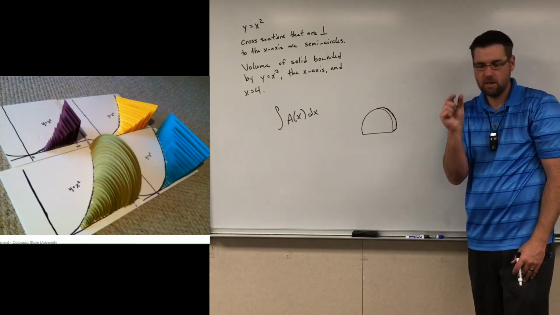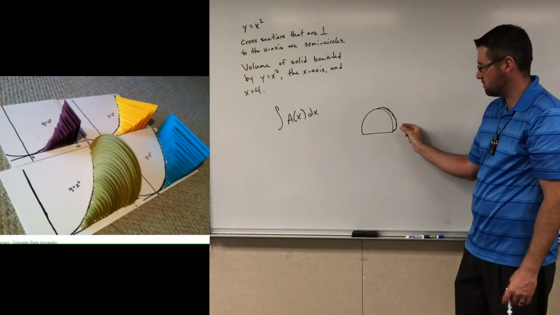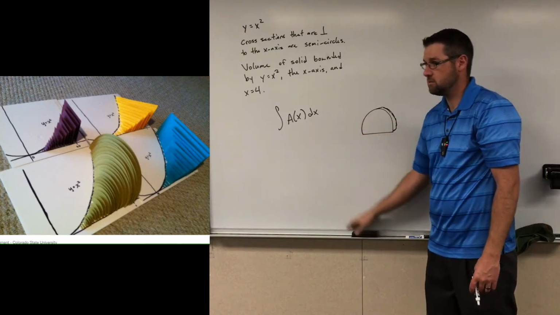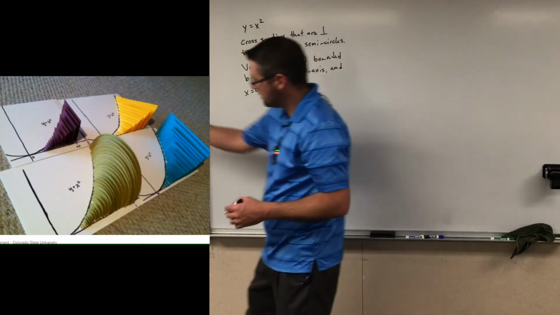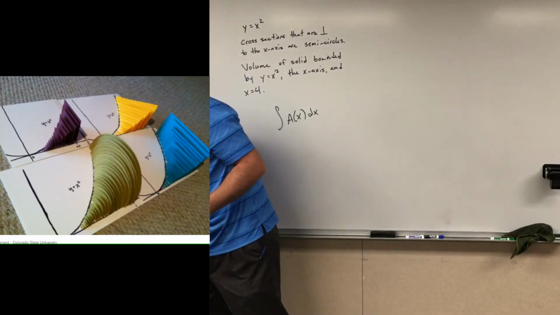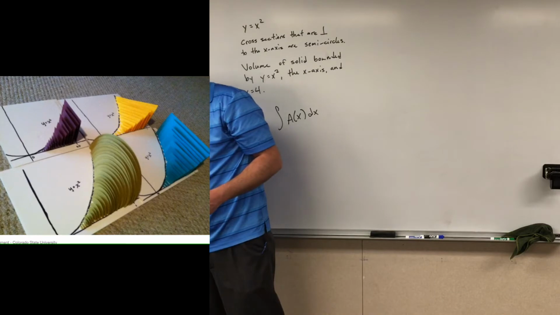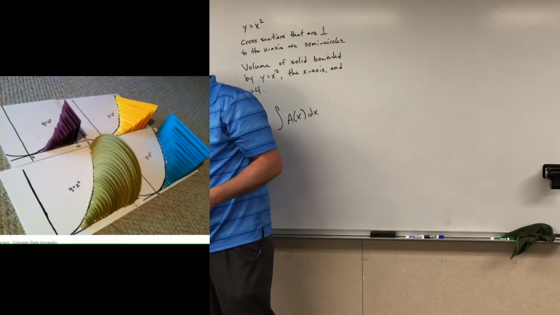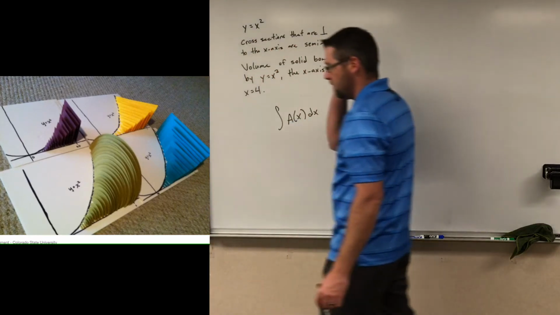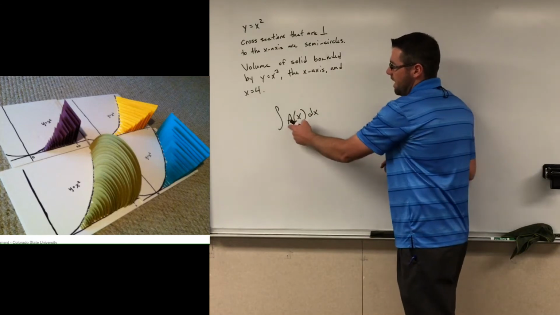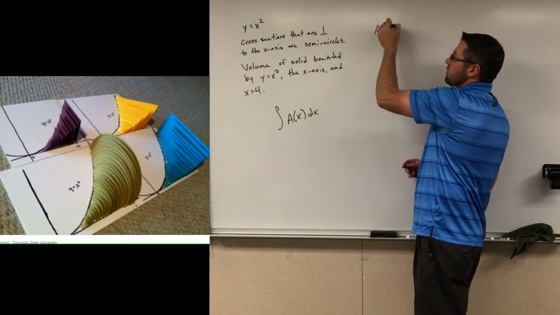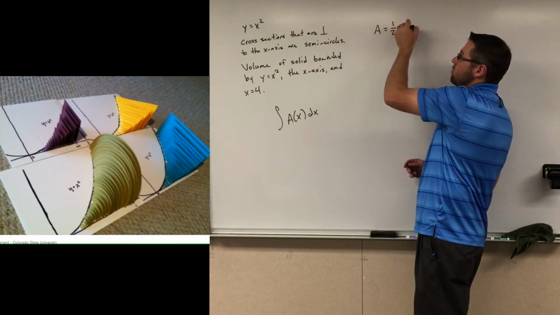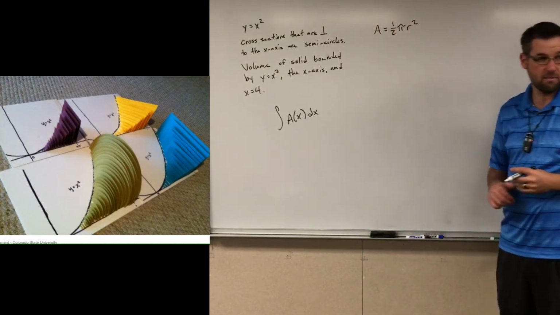You know what I'm saying here? This thin slice is what? Dx. Okay? I drew this a little bit off, but in these semicircles, the thickness of the cylinder, as it were, or the prism, if you want to call it that, is dx. So what is the area of a semicircle? 1/2 pi r squared, right? You guys okay with that?